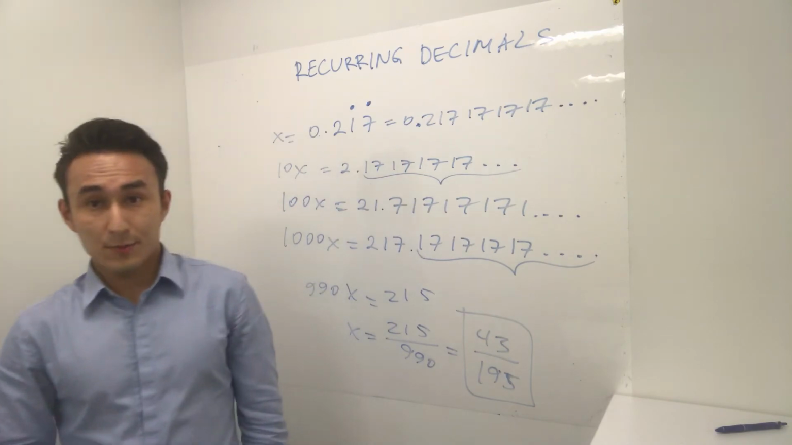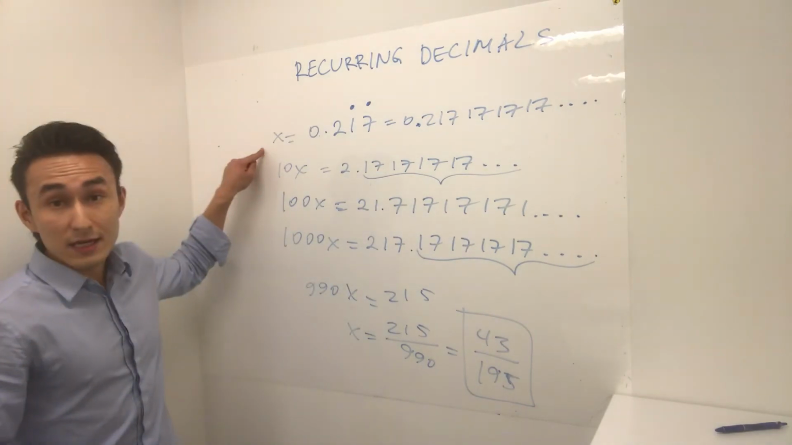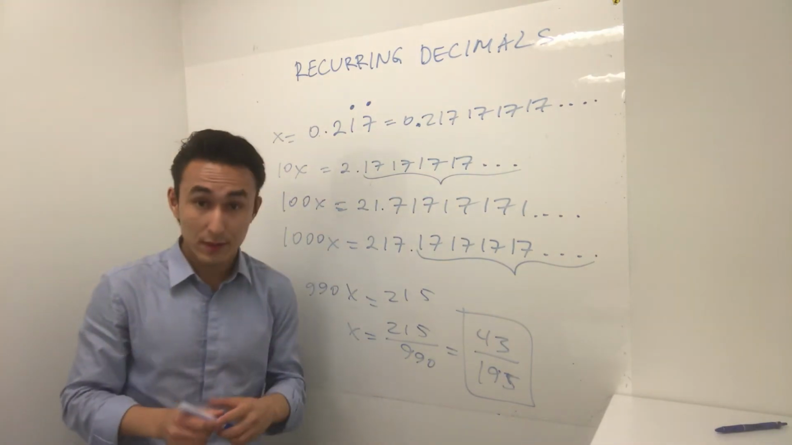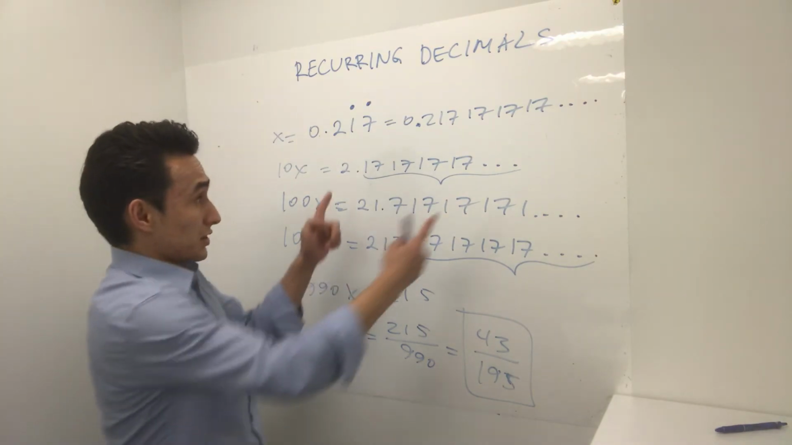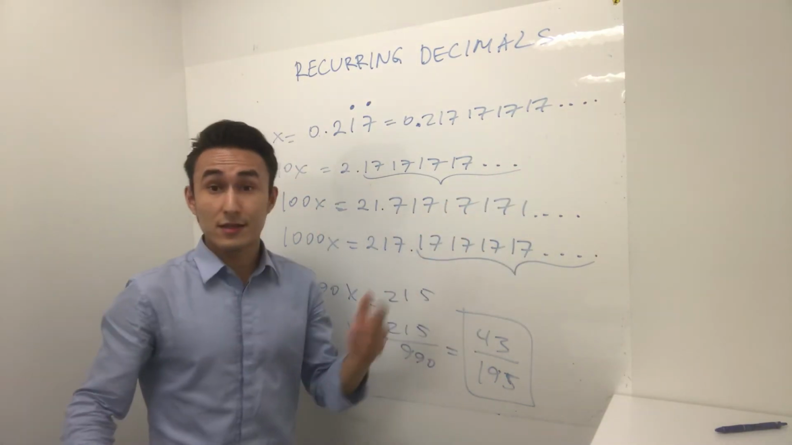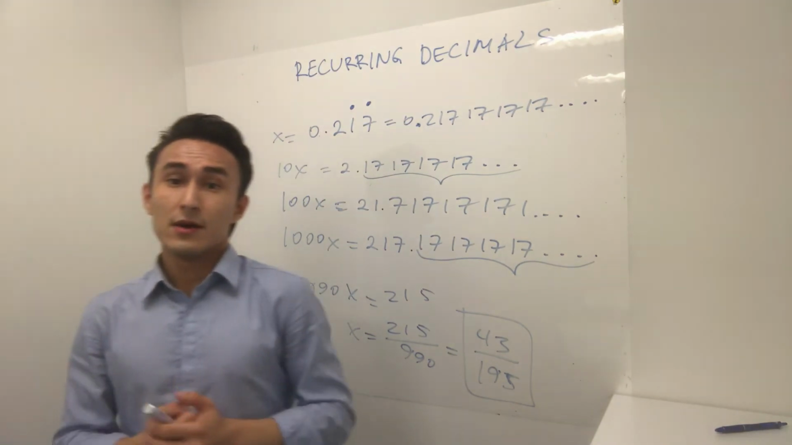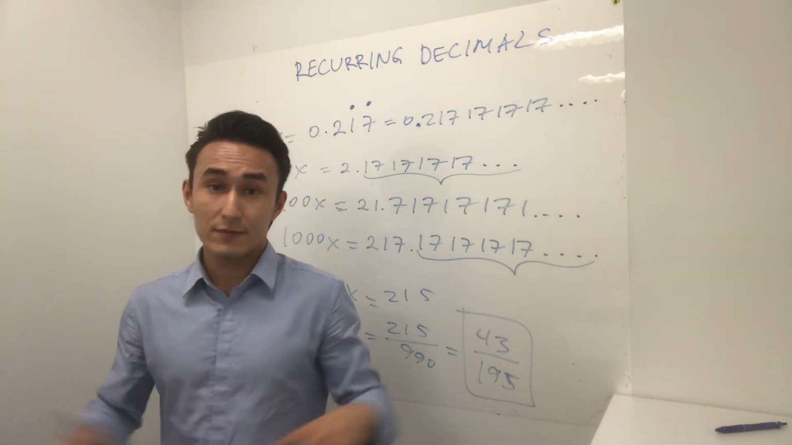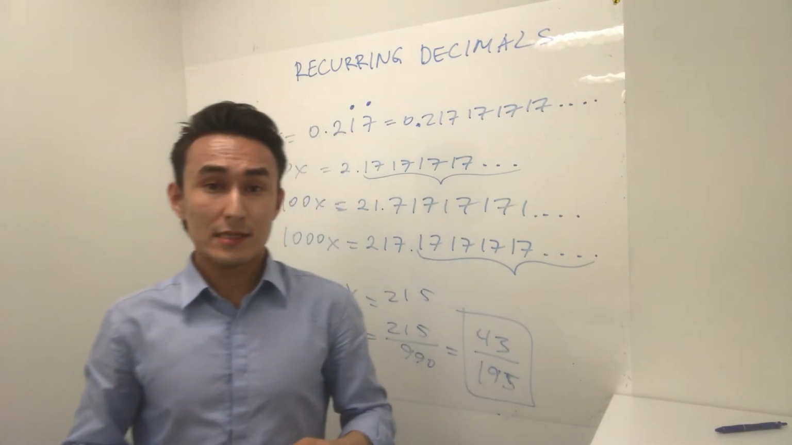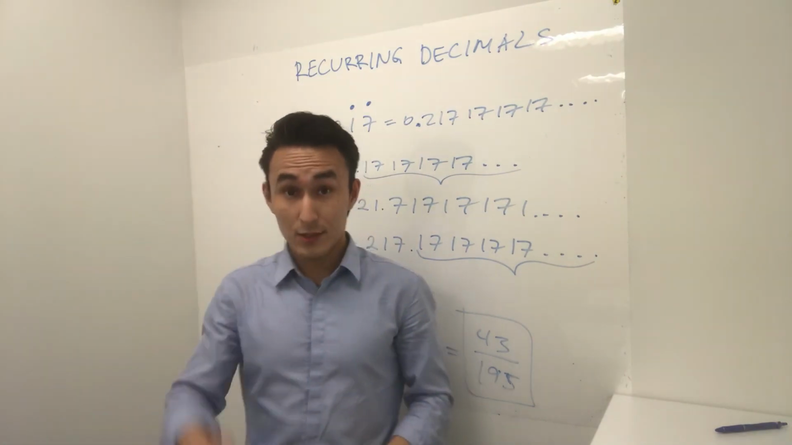So the steps are pretty clear, I hope. Call it x, multiply by 10, by 100, by 1000, until you reach equal decimal parts, and then you can subtract those two. Hopefully this makes sense. If there are questions, leave them down below in the comments so that I can get back to you with your concerns.